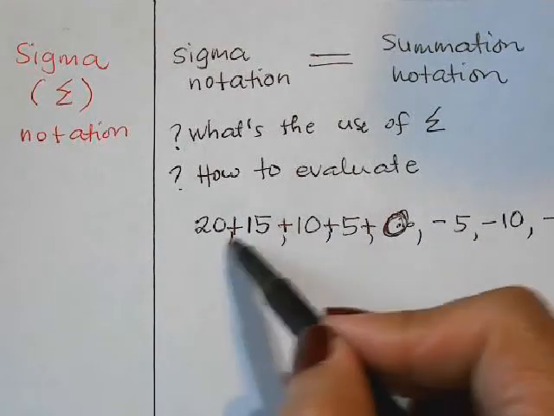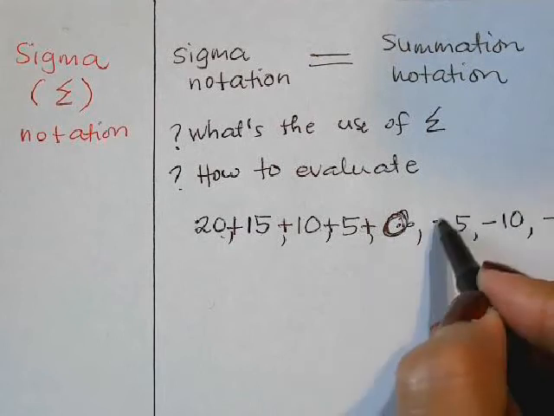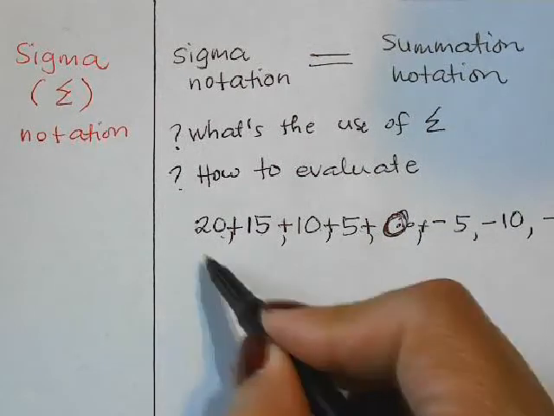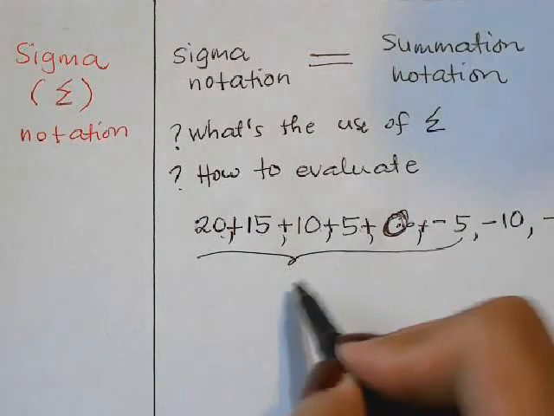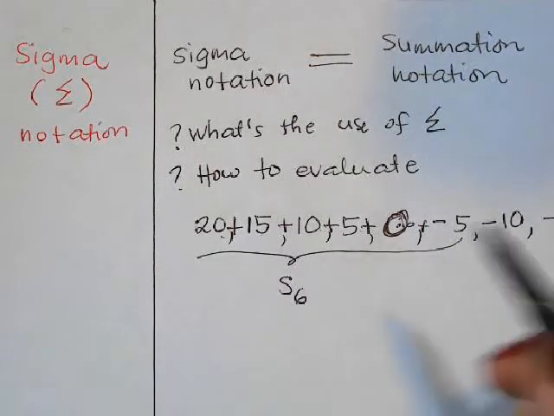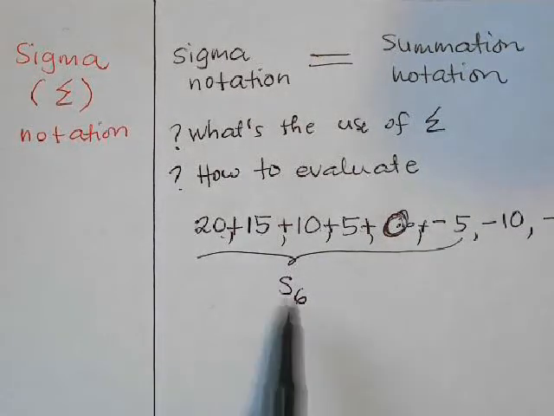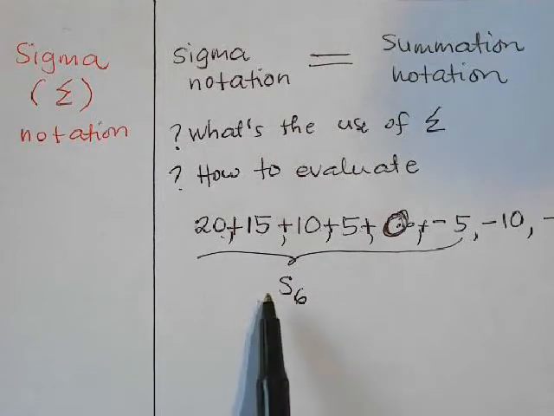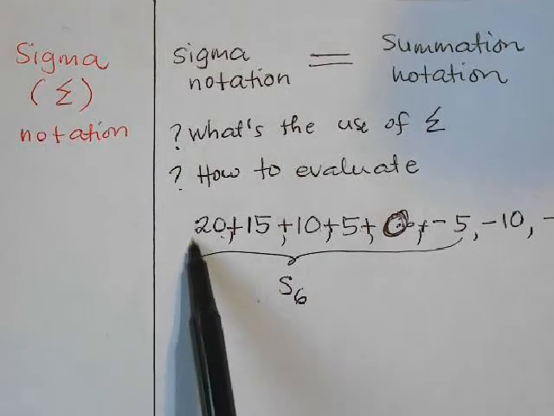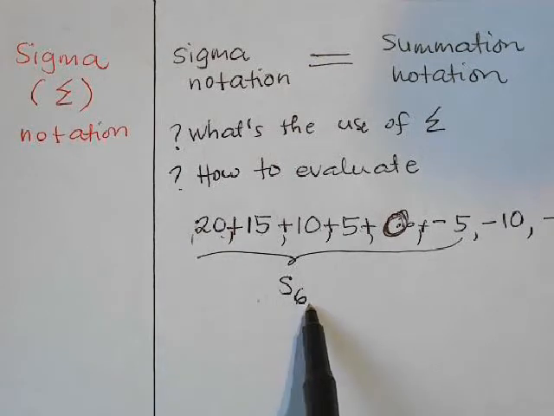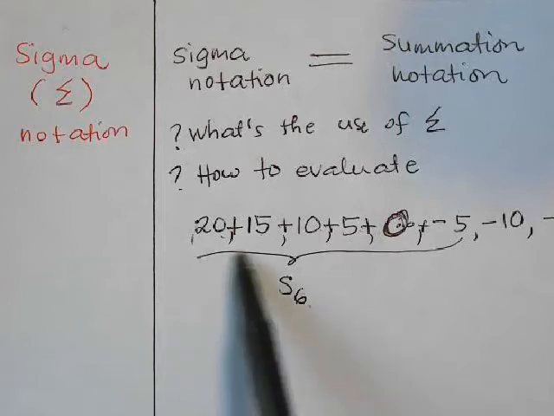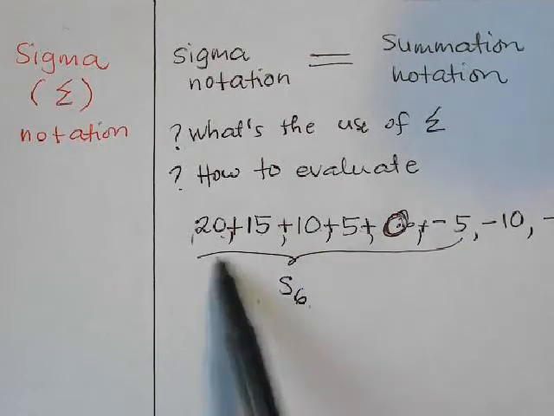If this is our sequence, and you want to add, let's say, the first 6 terms, 1, 2, 3, 4, 5, 6, you will just say find S sub 6. But this S has a limitation of use. Remember, you can only use it if you're starting from the first term. S sub 6 means the sum of the first 6 terms.